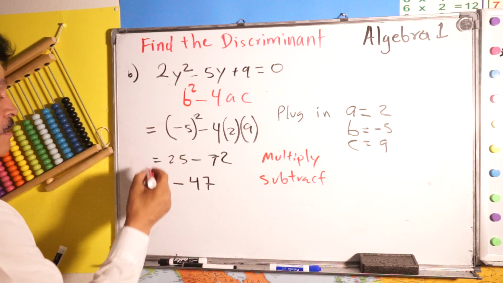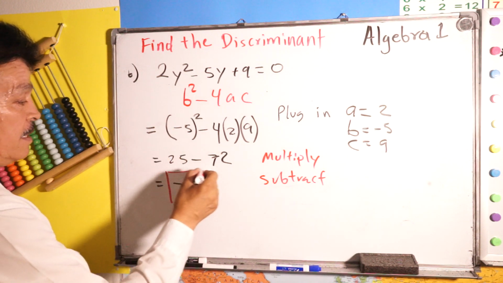This is the discriminant, okay? Find the discriminant. So the discriminant is equal to negative 47.